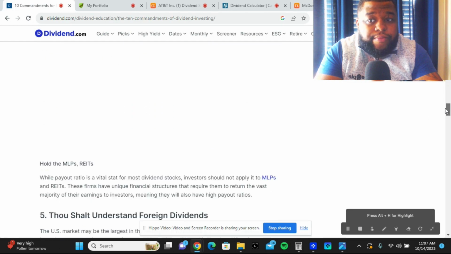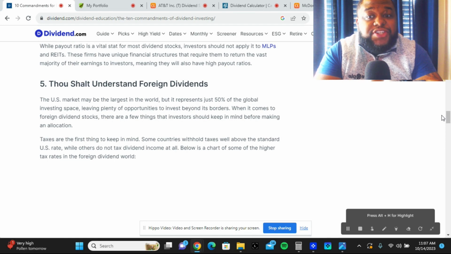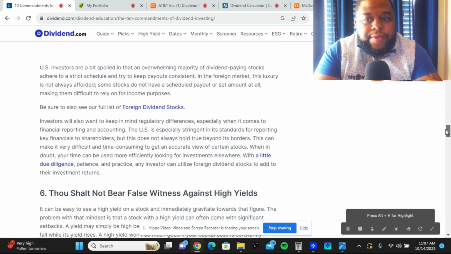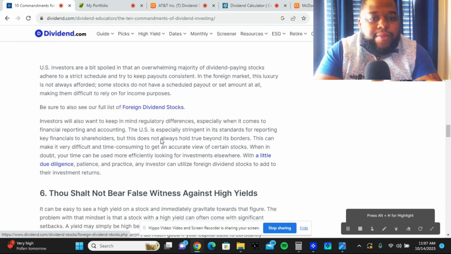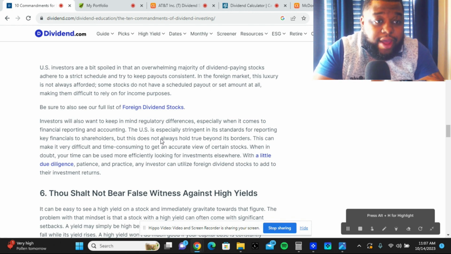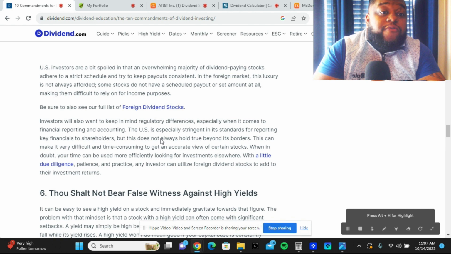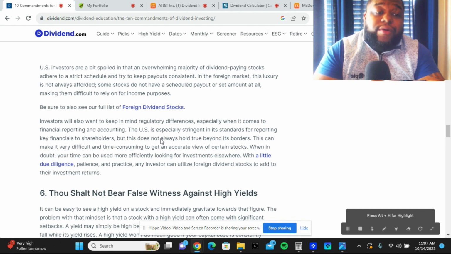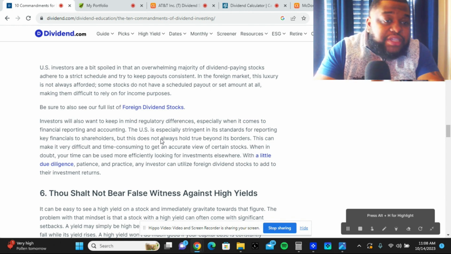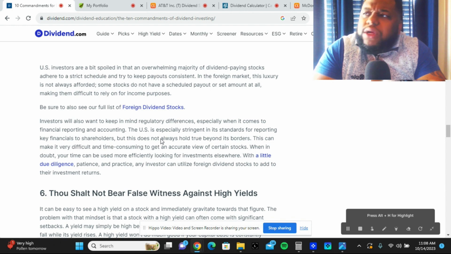Commandment number 4. Commandment number 5: thou shalt understand foreign dividends. And so understand just foreign dividends. You just click on right here. I'm not going to go through that, but basically just understand the foreign dividends, depending on where they are. Some are more favorable, some are highly less favorable in regards to how much they tax you. So it's really good to own foreign dividends. Enbridge, BTI. What else? What's another foreign dividend company?